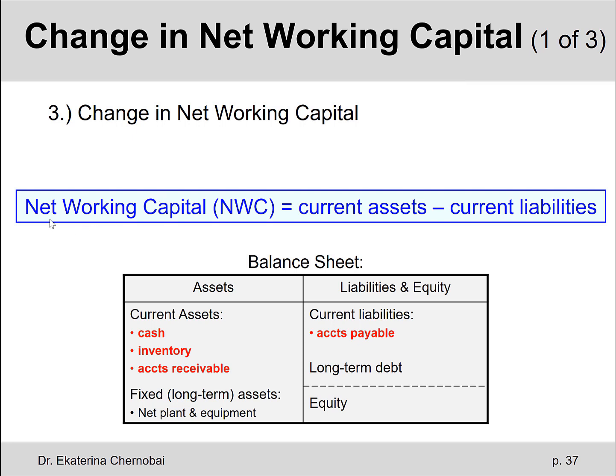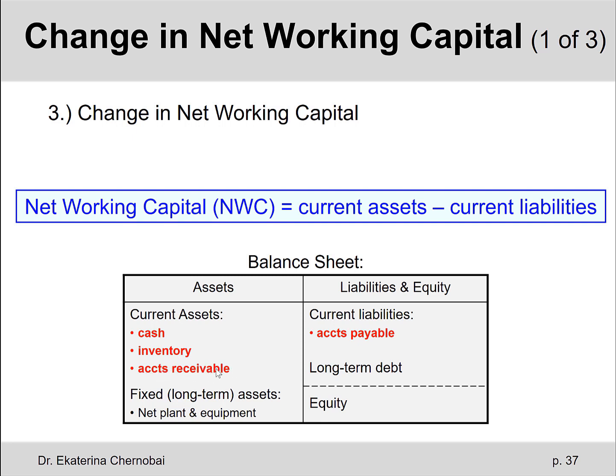By definition, net working capital, or NWC, is equal to current assets minus current liabilities. From a standard balance sheet, current assets are on the left, part of total assets, and they include everything that's cash or like cash, so something that could be quickly and easily sold for cash. So the 3 main components are cash, inventory, and accounts receivable.